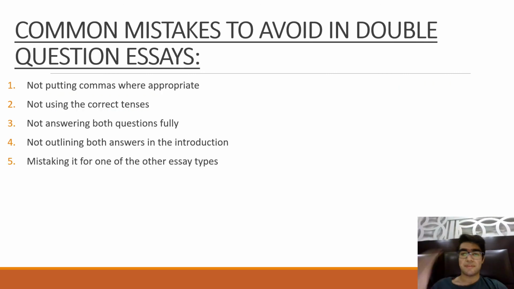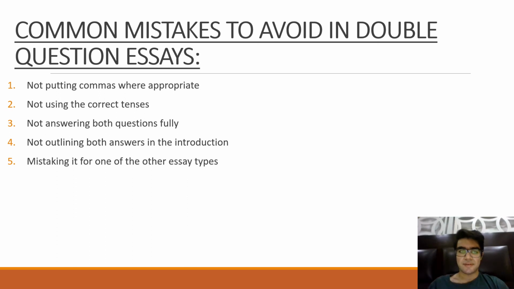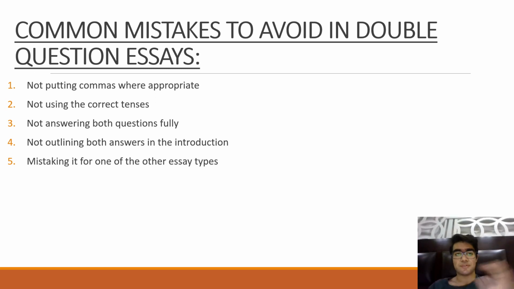And these are the common mistakes to avoid in double question essays. The first thing: not putting commas where appropriate, not using the correct tenses, not answering both questions fully, not outlining both answers in the introduction, mistaking it for one of the other essay types. So you should know how to put commas appropriately. You should use the correct tenses, so past, present, future.